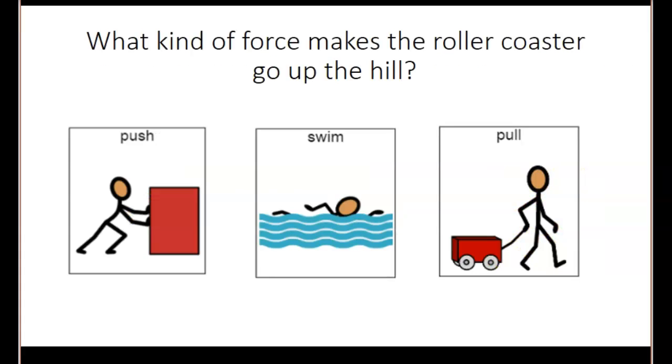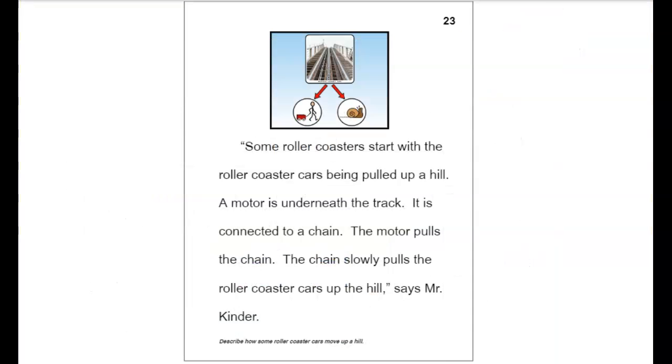What kind of force makes the roller coaster go up the hill? Is it pushed up the hill? Does it swim up the hill? Or is it pulled up the hill? Touch or say your answer. The roller coaster cart is pulled up the hill. Pulling is a force.